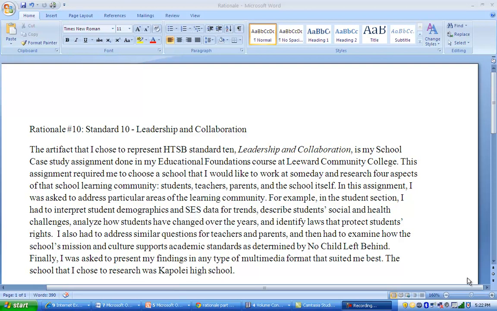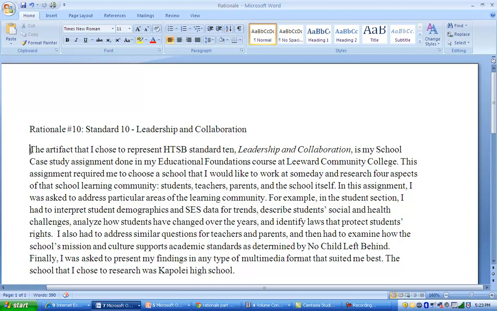So to begin, obviously you have to have some sort of connection to a standard, and looking at the new standards, not the old ones, for Hawaii Teacher Standards Board, I chose leadership and collaboration because the learning community is a collaboration between the different aspects of that learning community to help students learn. So even though I don't know specifically how I'm going to connect it, I know it's going to be about that one. To begin, we want to be very clear about what this assignment is.